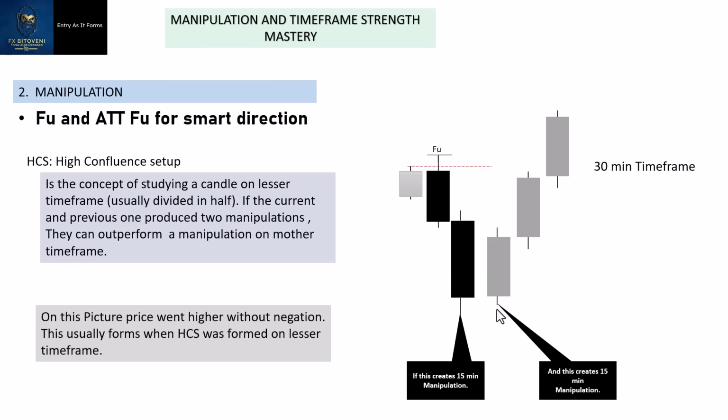Most of the time, this candle, remember we are on a 30-minute time frame. Take this candle and divide it by 2. You get two 15-minute candles, and you see it has created what? A manipulation like this. This one on a 15-minute, and again this one created the same thing on a 15-minute. So this is what we call HCS. HCS is a double manipulation on a lesser time frame.